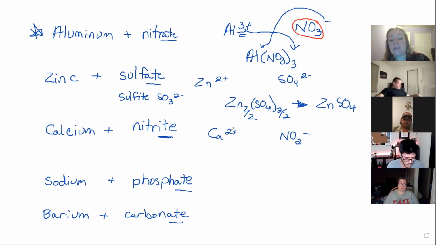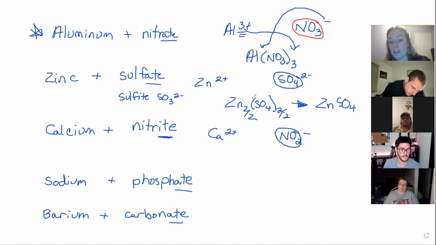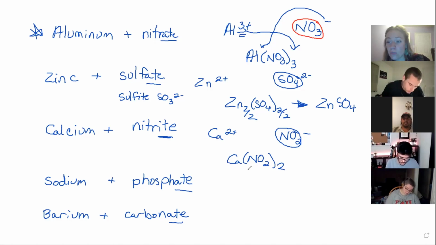All right, so we need to flip-flop. This has a 1 charge. Yeah, I didn't circle it here. Okay, this has an overall 2. That's where that came from. This has a 1 charge, so I'll have 1 calcium. This has a 2 charge, so I'll have 2 nitrites, NO2 with the 2 on the outside. Can't reduce those, so we're good there.